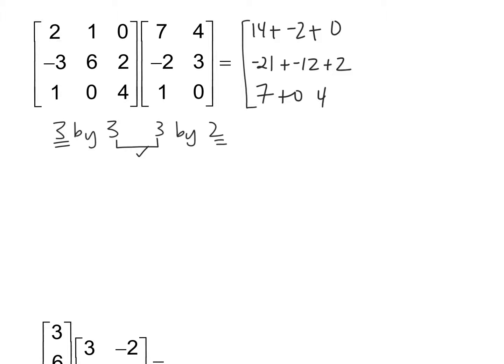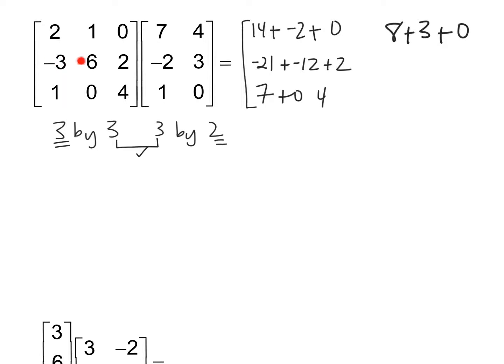Now I'm going to do top row, right column. So 2 times 4 is 8. And then I'm doing 1 times 3, which is 3. And then I'm doing 0 times 0, which is 0. So that's those.